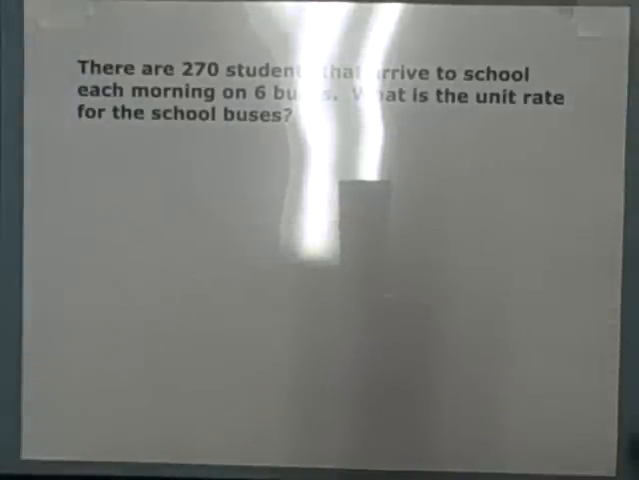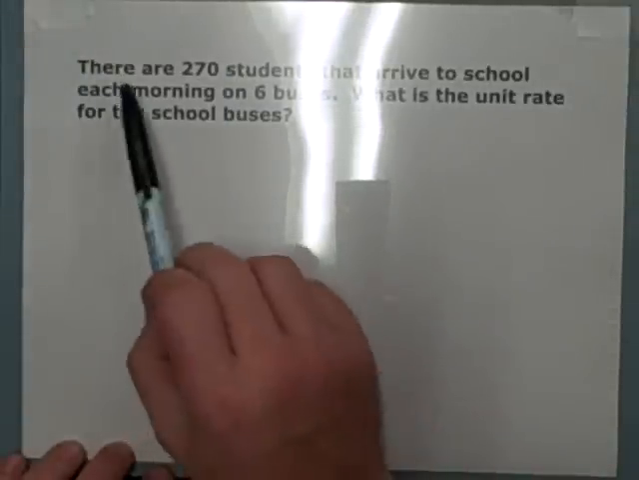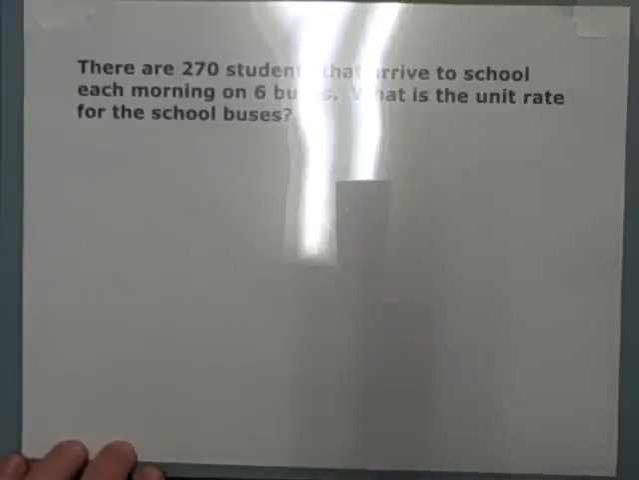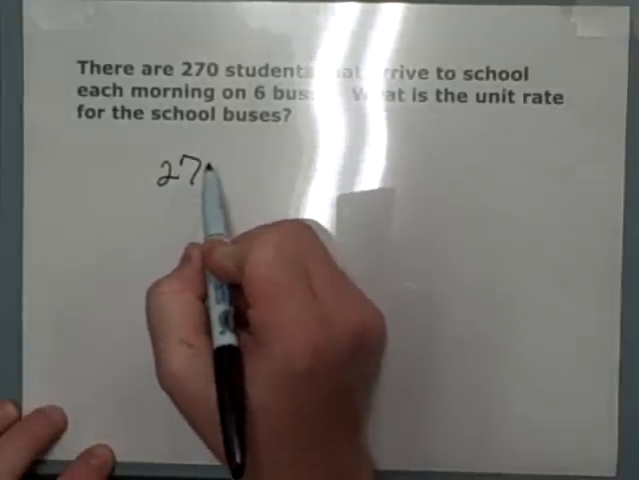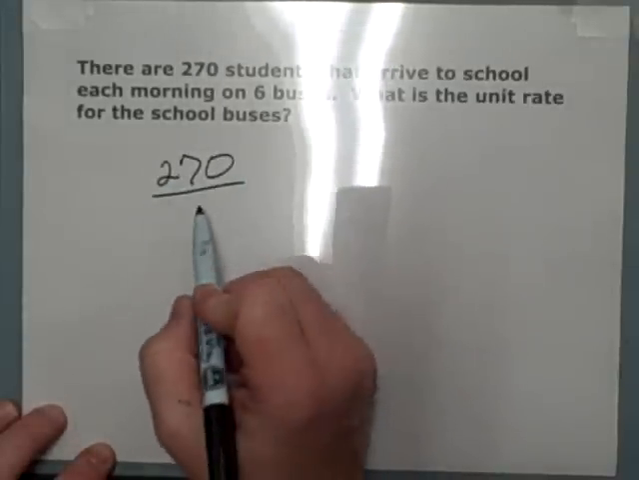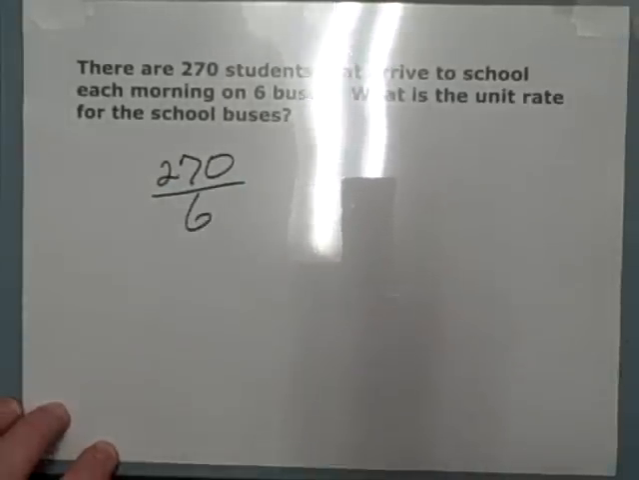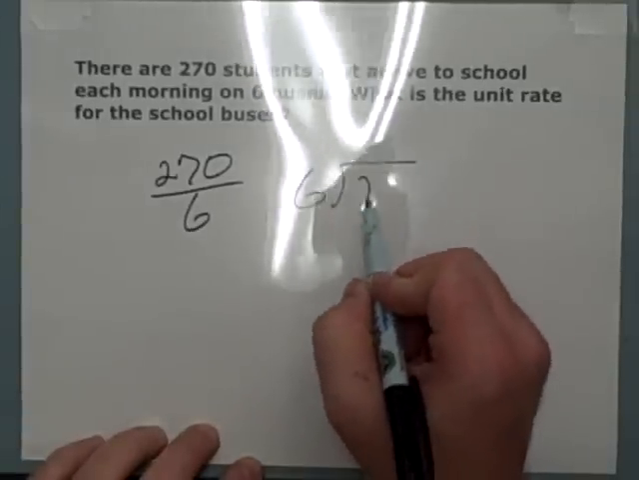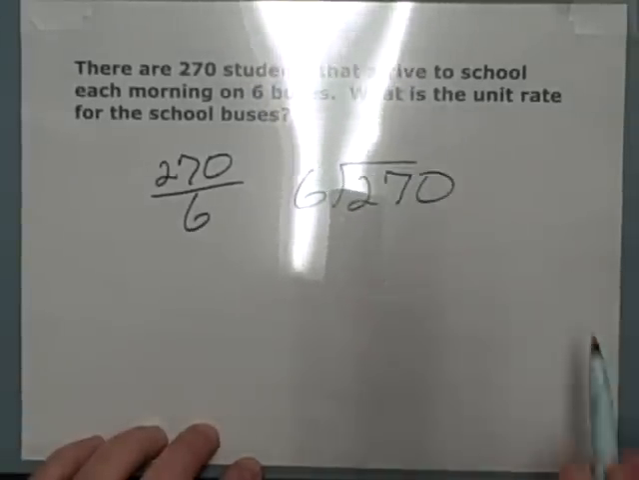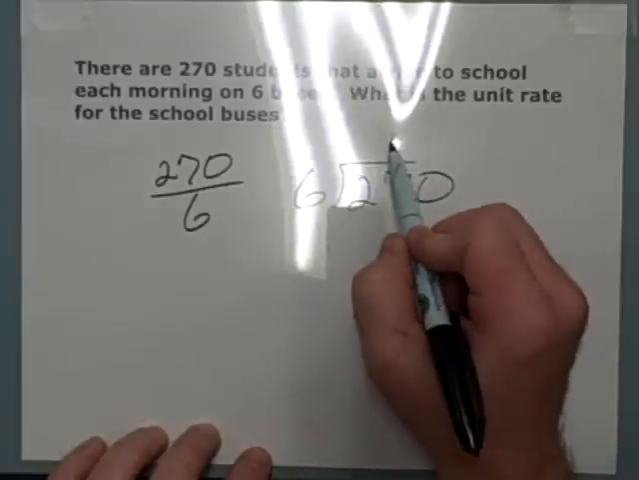Now let's look at a couple examples. In this example, there are 270 students that arrive to school each morning on 6 buses. What is the unit rate for the school buses? Well, we have 270 students all riding 6 buses. So we're going to divide 6 into 270.